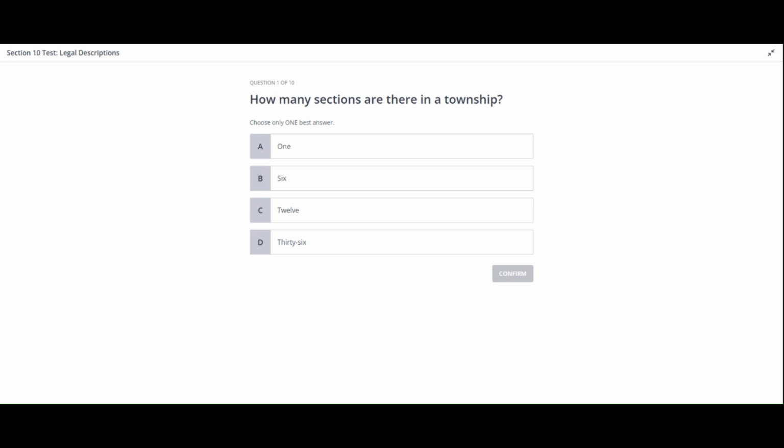Today, we're diving deep into Section 10, Legal Descriptions. Alright then, let's kick off our quest with a fundamental question. How many sections are there in a township? And here are your options. A. 1. B. 6. C. 12. D. 36. Pause for a moment and think about how many sections are nestled within a township.